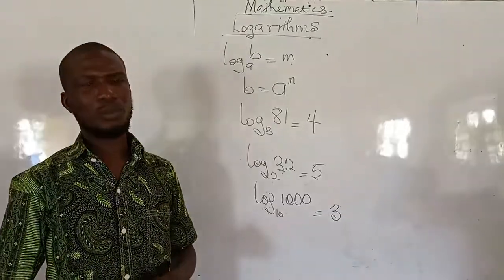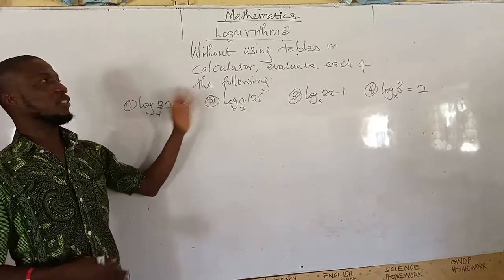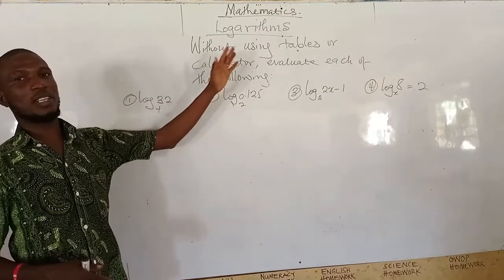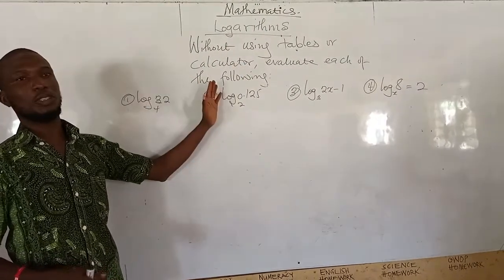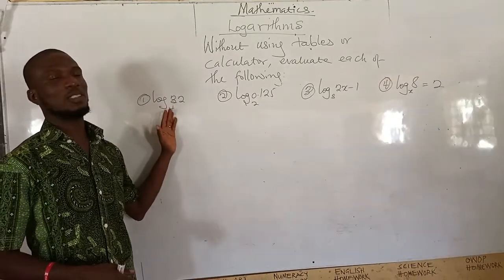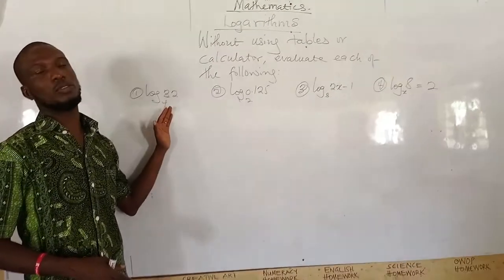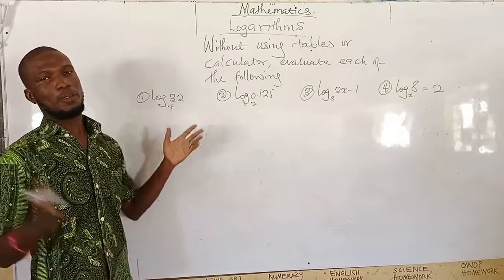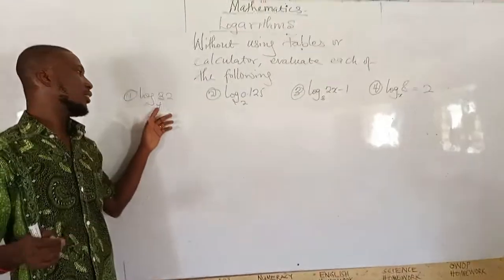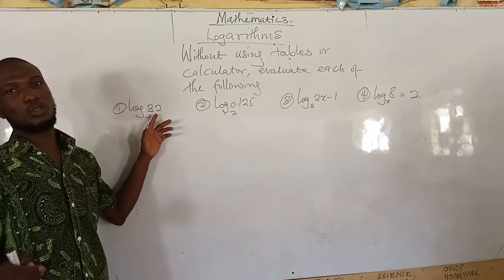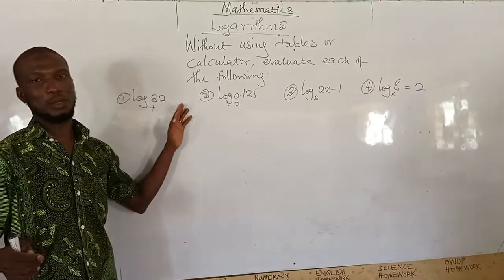Now let's take some worked examples. So we have 4 questions here. The question is, without using tables or calculator, evaluate each of the following. The very first one is log 32 base 4. From the definition, we want to see what number this 4 will raise to give us 32. And that is the answer that will be here.